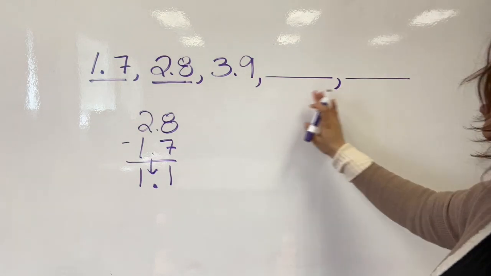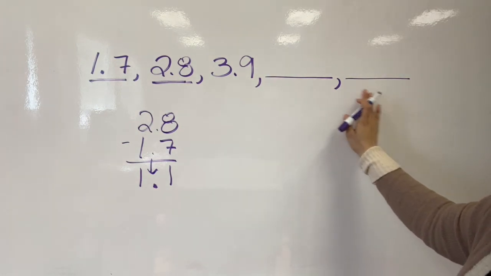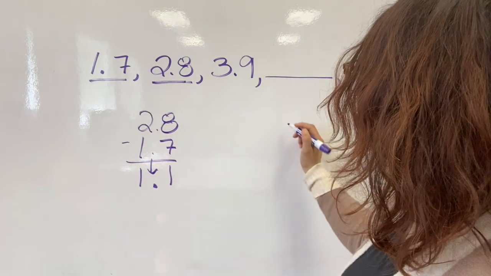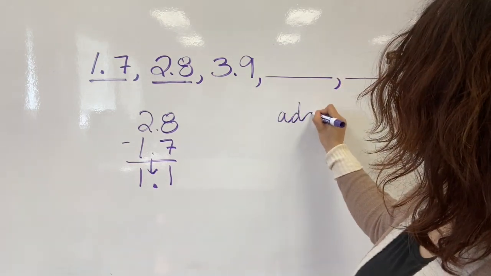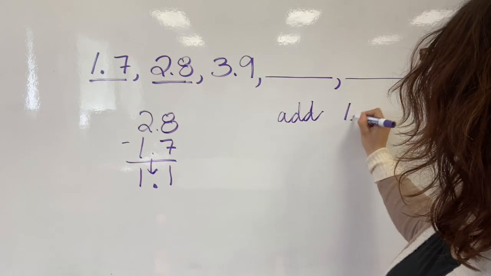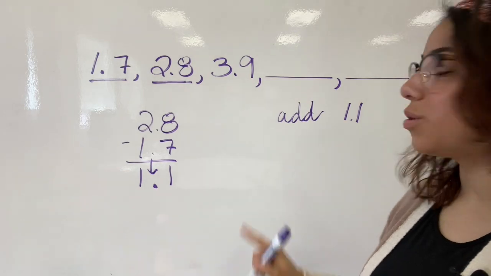So to find the next 2 numbers, we're going to write a rule. The rule is adding, because we're getting bigger, by 1.1.